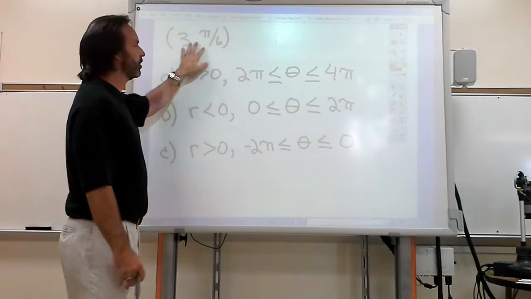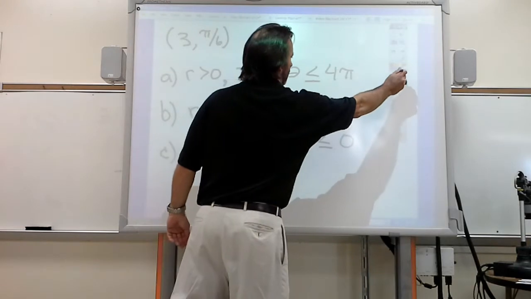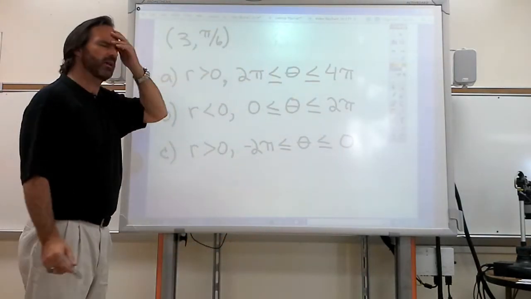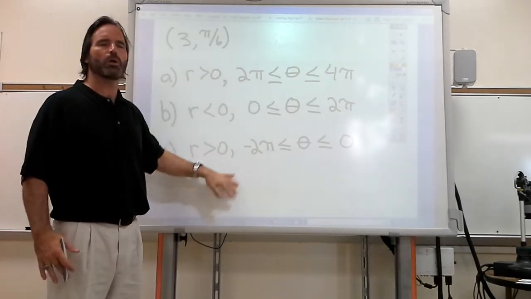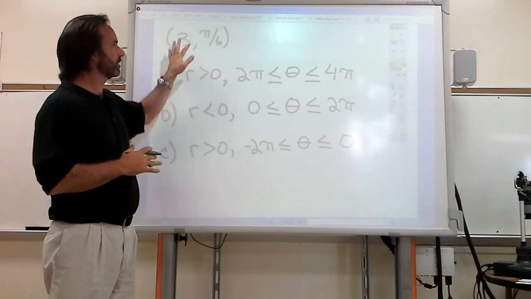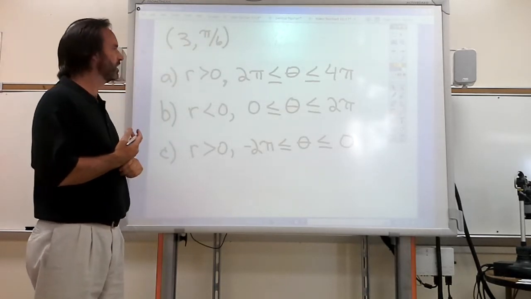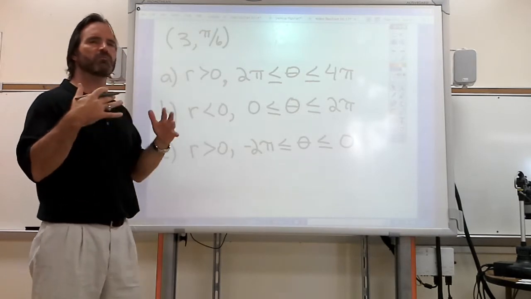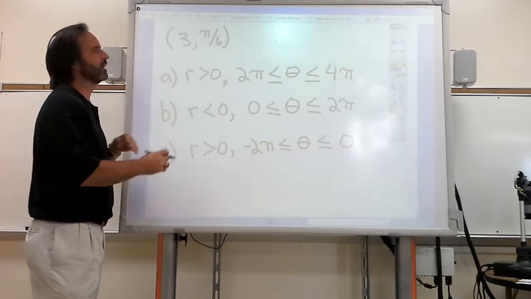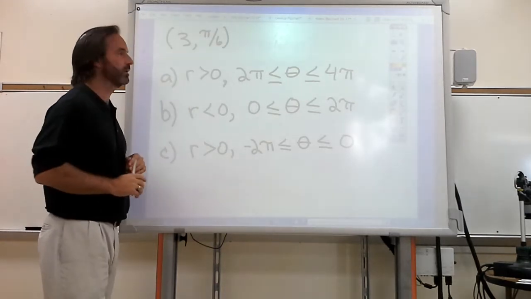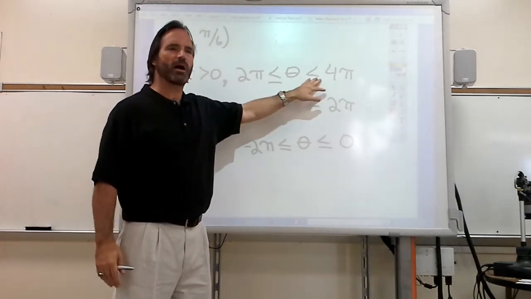Alright, we've got polar coordinates. Here I've got r comma theta, or in this case, 3 comma pi/6. I want to get a different coordinate and still represent the same point, but work within some constraints. Give me another coordinate for the same point, but r has to be positive, and make theta between 2 pi and 4 pi.